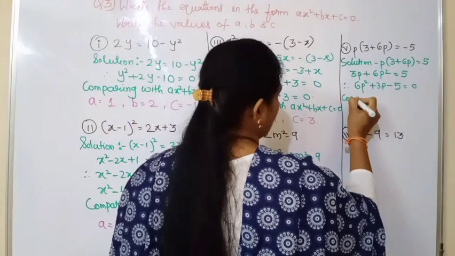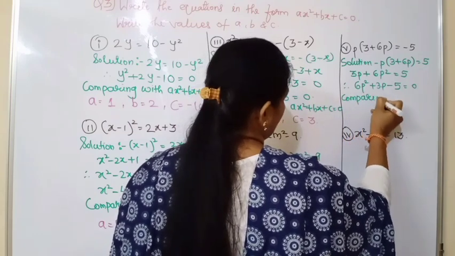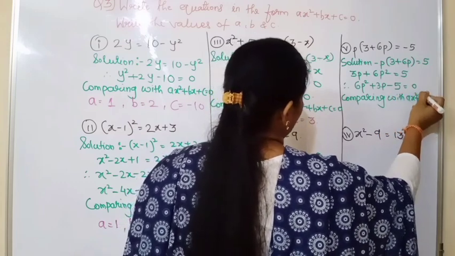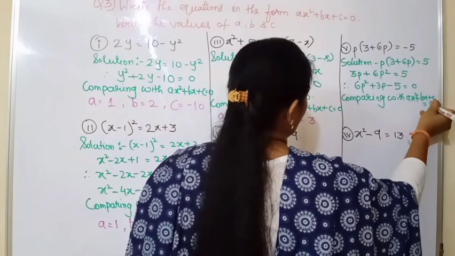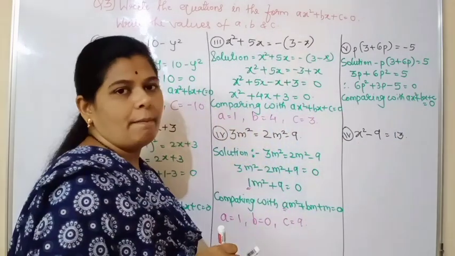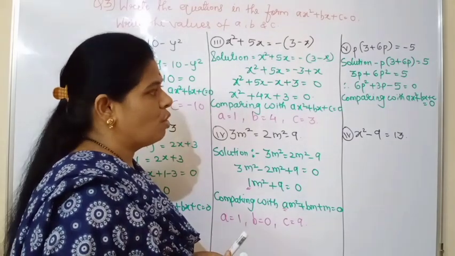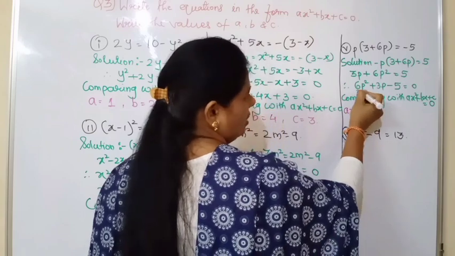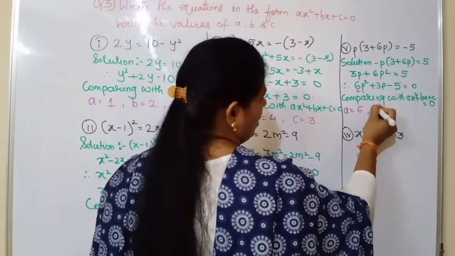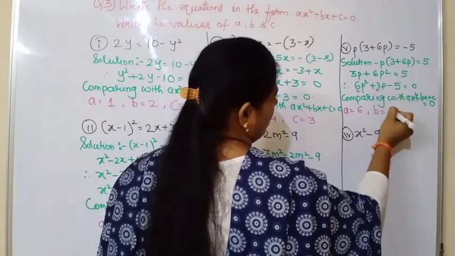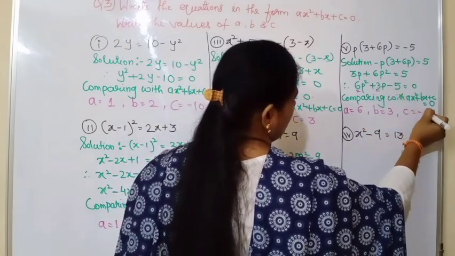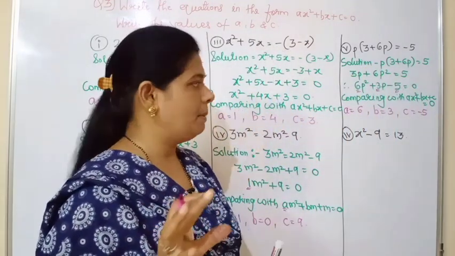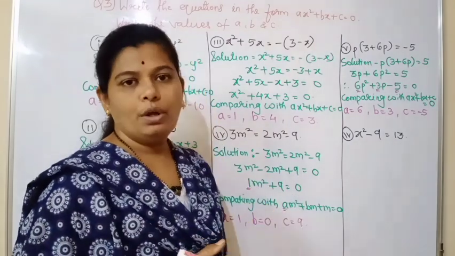After that, comparing with ax square plus bx plus c equal to 0. After comparing we get the values of a, b, c in the equation. What is the value of a here? Now you can see that it is 6. Now what is the value of b? That is 3. What is the value of c? The value of c is minus 5. So a, b, c, keep in mind. In this way we have completed the fifth example.